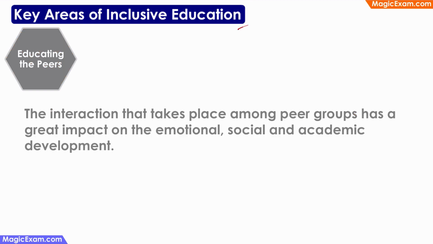Another key area of inclusive education is educating the peers, because the interactions that happen among the peer groups, that is between the students in the classroom, has a very great impact on the emotional, social and academic development of children. So while the objective is not to make them into experts, children should be aware of various aspects of diversity in the classroom, about the different backgrounds that children come from, and the implication of some of the disabilities that some of their classmates might have. For example, if there is a visually disabled child in a classroom, then the other children should be aware of how to deal with the situation and how they can include this child who is visually disabled into their regular activities.